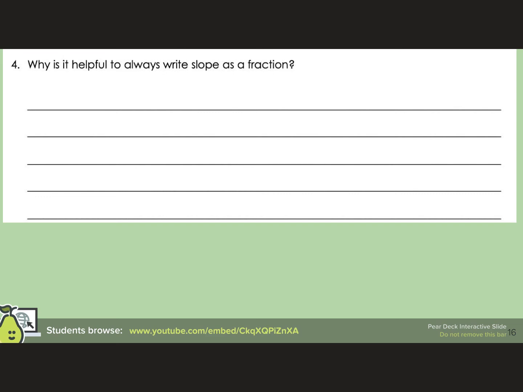Why is it helpful to always write slope as a fraction? Okay. Well, why do we want slope to be a fraction? Think about what slope is telling you. Slope is giving you directions, and you need directions for both the numerator and the denominator. So if you just write 3, you're losing out on the fact that you also have a 1 down there that you're going to need to move to the right or the left. So you want slope to be a fraction.